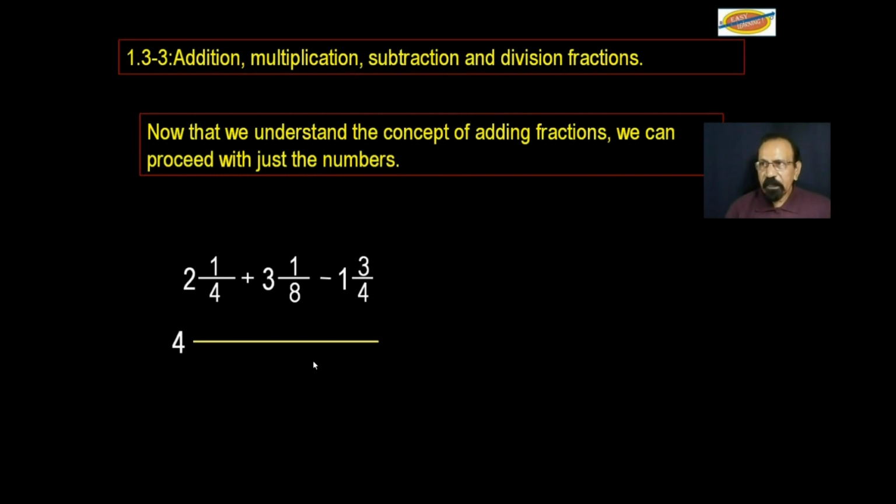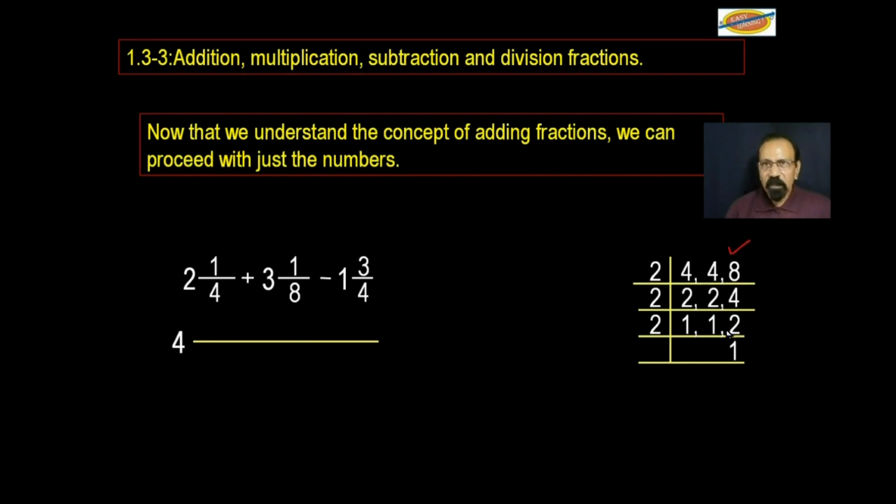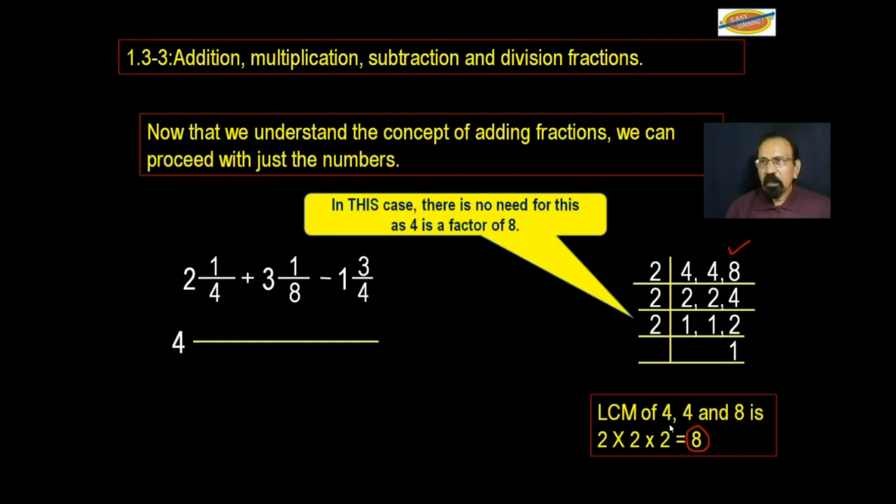Let's look at our LCM. In this case, you don't actually need to do the LCM because the 4 will go into 8. So the LCM is actually 8. But if you want to find it, you could go through the process like this, and you get the LCM is 8. As I said, you really didn't need to do this, but it is 8.